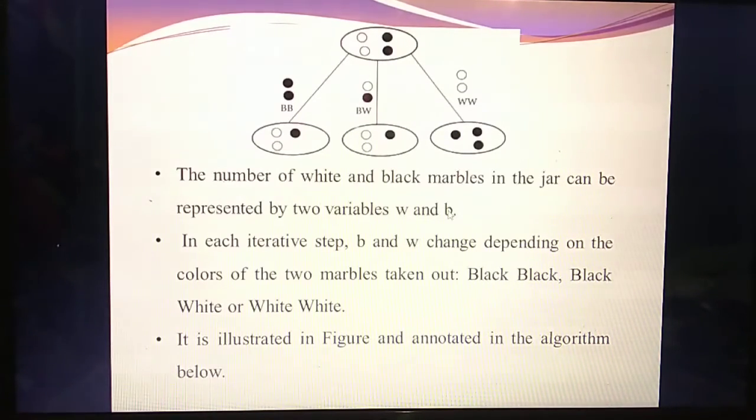So, that you are going to write in an iterative step. How the colors of the marbles are changing depends on how many marbles you are taking and what color of marbles you are taking. Based on that, the process will change. For that, you are going to write an iterative algorithm. Understand? So, what are the 3 possibilities? Either you take 2 black marbles, or 2 white marbles, or one black and one white marble. The same thing is mentioned in this diagram.